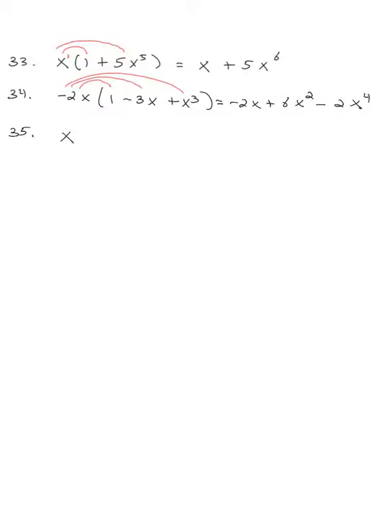Okay, we have x squared times x plus x squared plus x cubed. When I multiply this in to my 3 terms, I get x cubed plus x to the 4th plus x to the 5th.